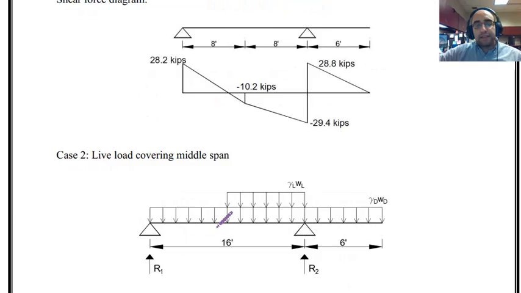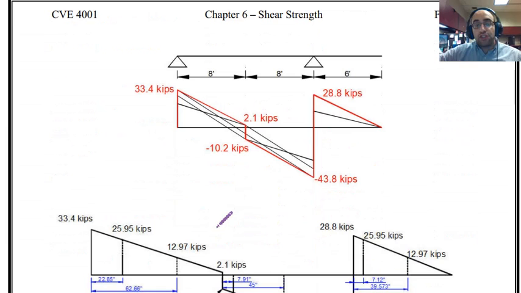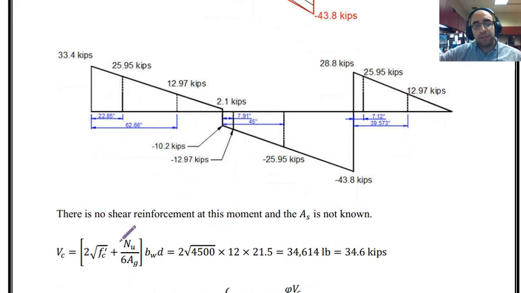Now, let's see what is the shear strength or VC of the cross section without any shear reinforcement or stirrups. So VC is equal to 2 square root of F prime C plus the influence of axial load, or NU over 6 AG, multiplied by BWD. We have a beam over here. Beams usually don't carry axial load. In the problem, there is no information about axial load, so this is equal to 0.